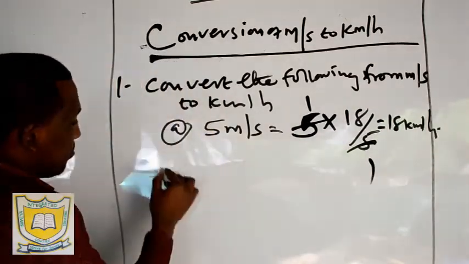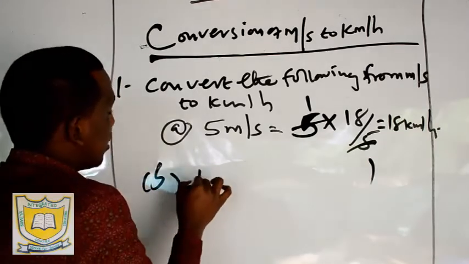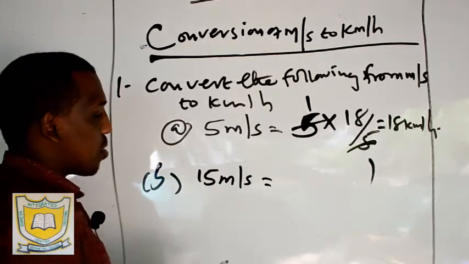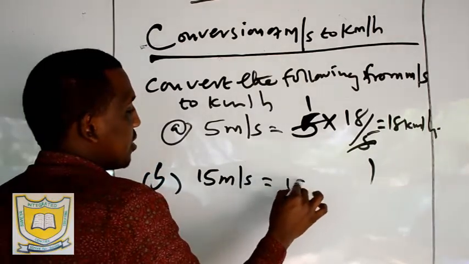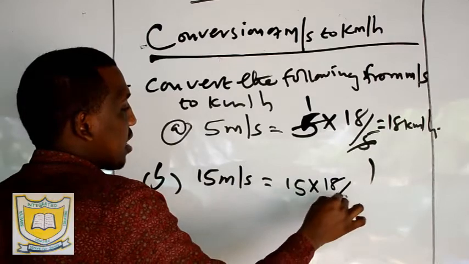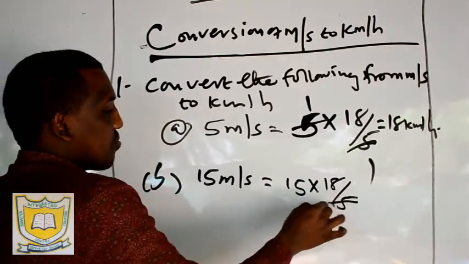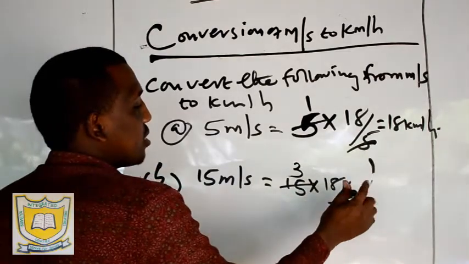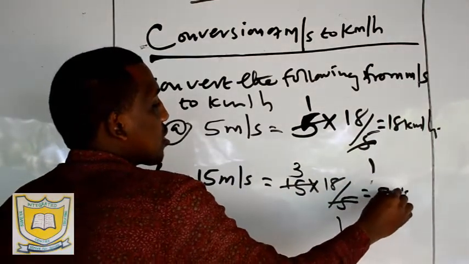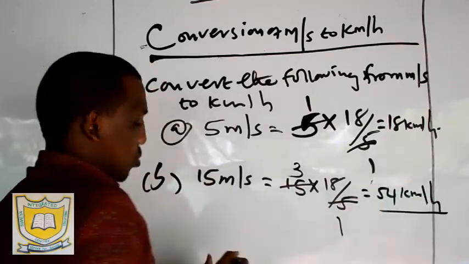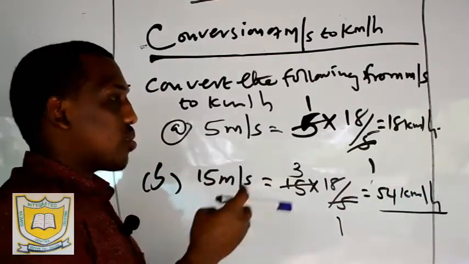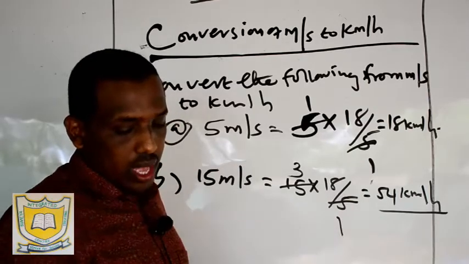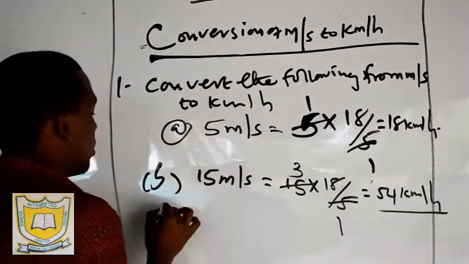Then number B, you are told 15 meters per second. Let us change it now to kilometer per hour. We say 15 times 18 out of 5. So by 5/1 by 5/3, 18 times 3, you will get 54 kilometer per hour. So the only difference is you make this 5/18 reciprocal when you are changing meter per second to kilometer per hour.